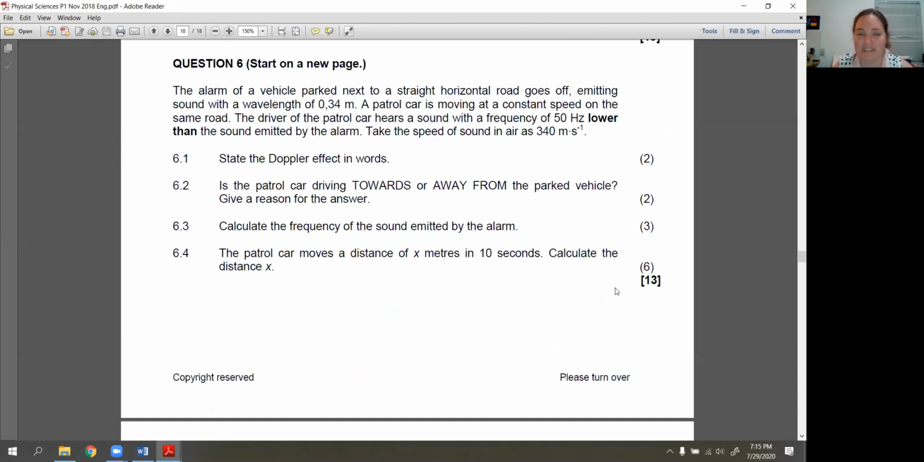This one's coming directly from an exam paper now, but I'll cut and paste it into my Word document just now. So it says, the alarm of a vehicle parked next to a straight horizontal road goes off, emitting sound with a wavelength of 0.34 meters. A patrol car is passing, moving at a constant speed on the same road, and the driver of the patrol car hears a sound that is a frequency of 50 hertz lower than the sound emitted by the alarm. Take the speed of sound in air as 340 meters per second, and you're going to get started with this.